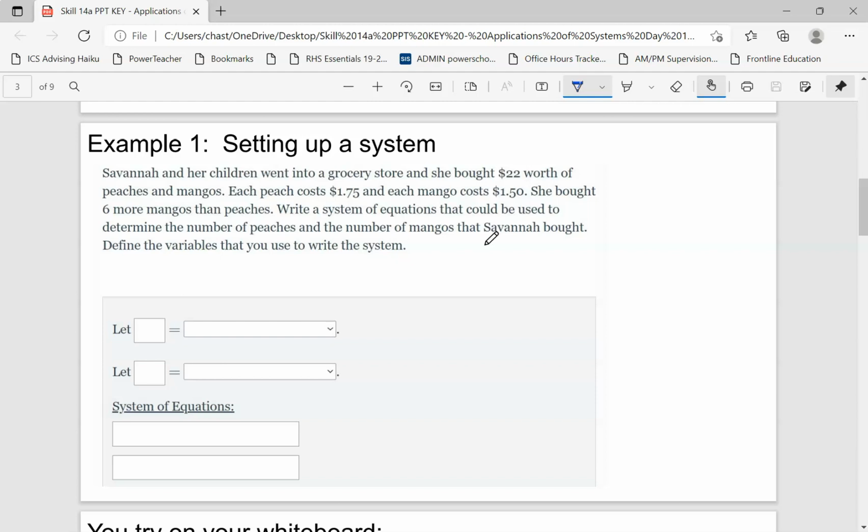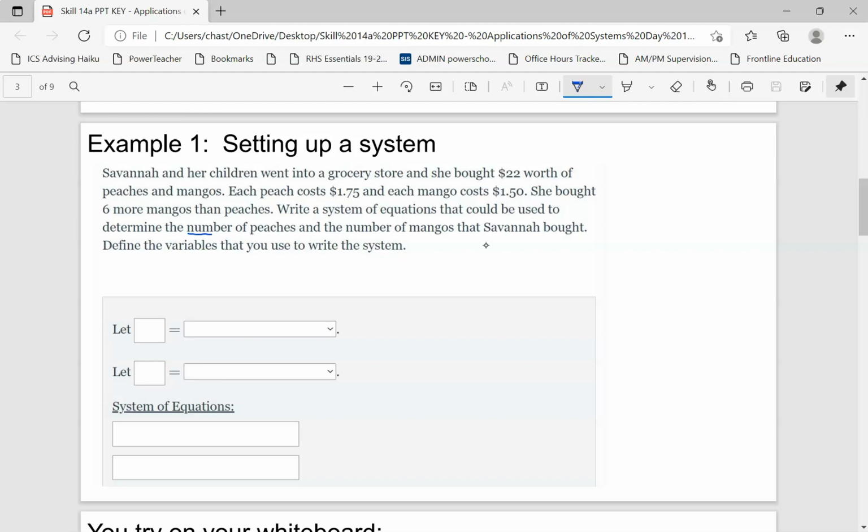Savannah and her children went to a grocery store and she bought $22 worth of peaches and mangoes. Each peach costs $1.75 and each mango costs $1.50. She bought 6 more mangoes than peaches. Let's write a system of equations that can be used to determine the number of peaches and the number of mangoes that Savannah bought. We're going to start by defining our variables.